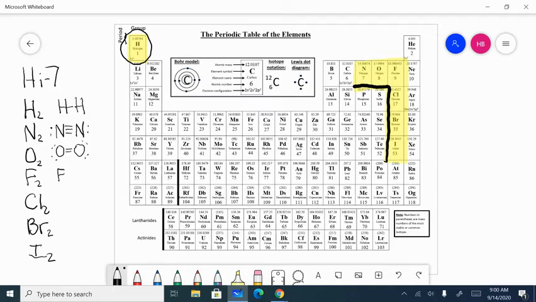Fluorine has 7, only needs 1 more to be happy. Same thing with chlorine, bromine, and iodine. Each of them has 7 valence electrons, and they will share 1 covalent bond, a single bond in between them, like such. And each of them is going to have 6 lone pair electrons also, sharing 1 pair for a single bonding pair.